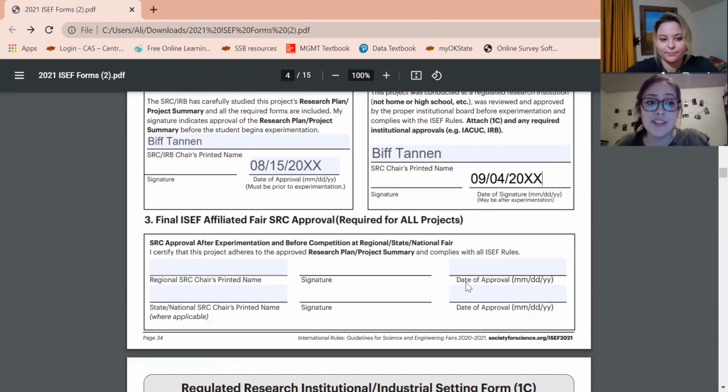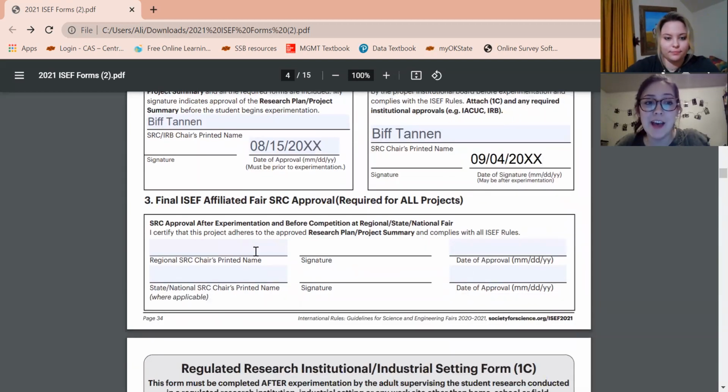Moving on, Section 3 is the final ISEF affiliated fair SRC approval and is required for all projects. The regional SRC chair must approve this section after experimentation, but before competing at the regional fair. If allowed to compete at the state competition, the state SRC chair will fill out and approve Section 3. This is now the completed Form 1B.